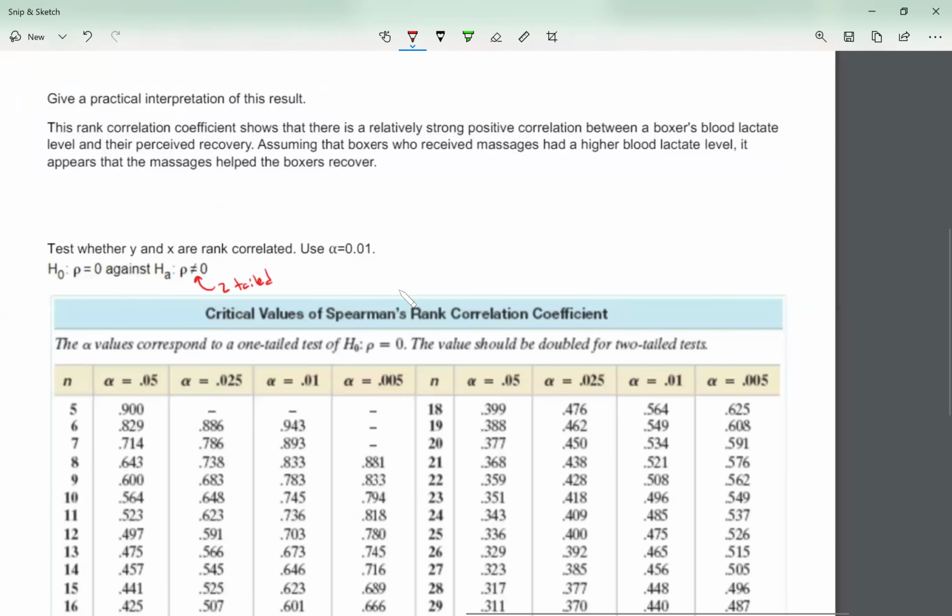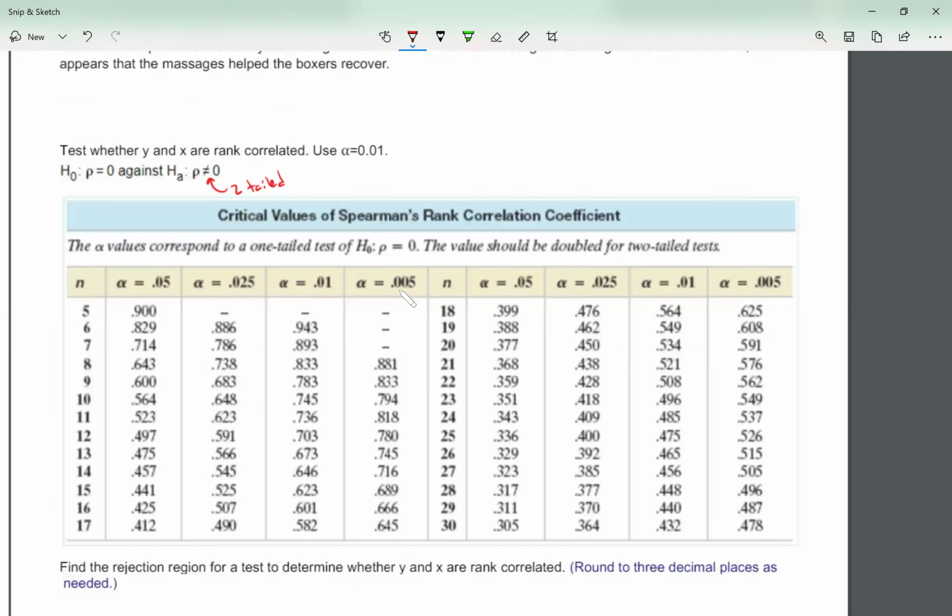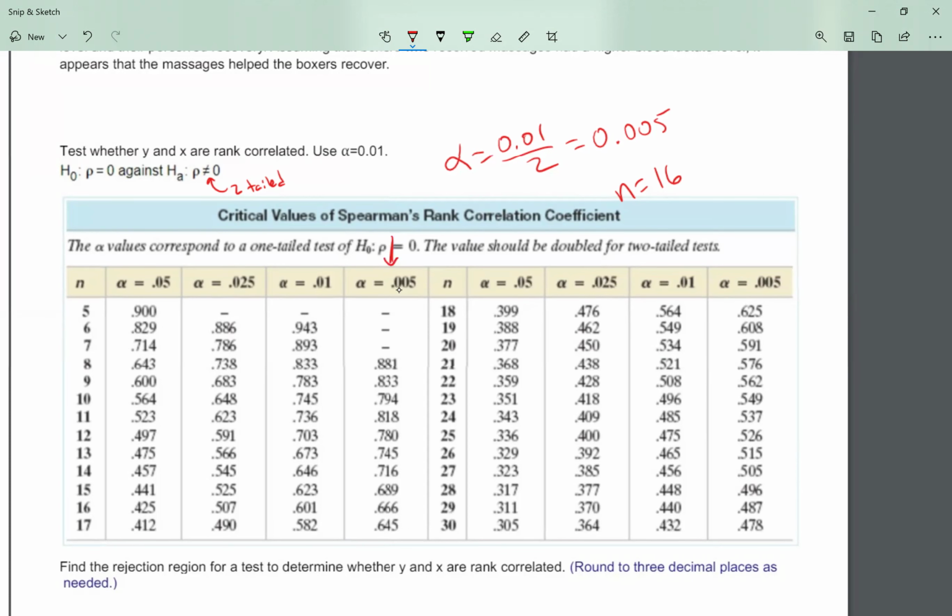So I see some alphas here at the bottom, when in reality, because it's a two-tailed test, the alpha that I'm going to be using is 0.01 divided by 2. So in this case, my alpha is going to be 0.005. And then I need my n. My n is 16 because I had 16 values. So I see my alpha that I need here, and I need my n here. So I need this number right here.